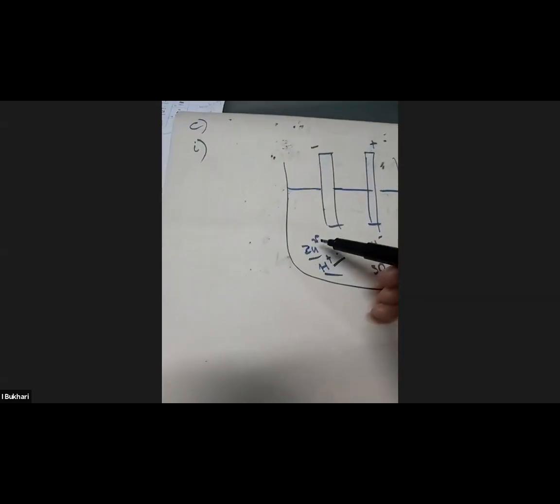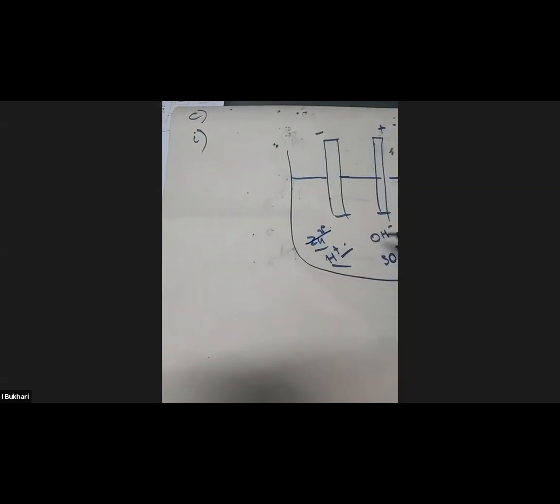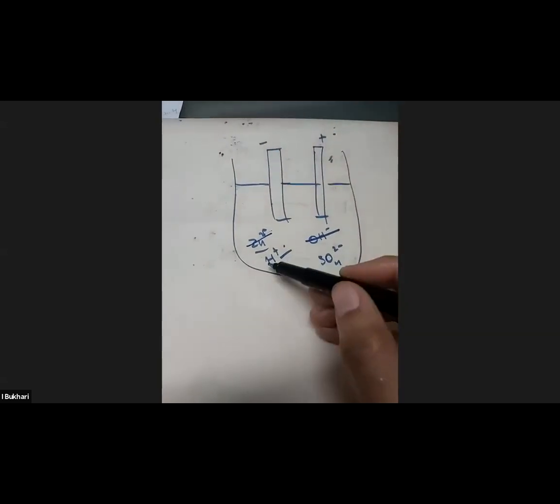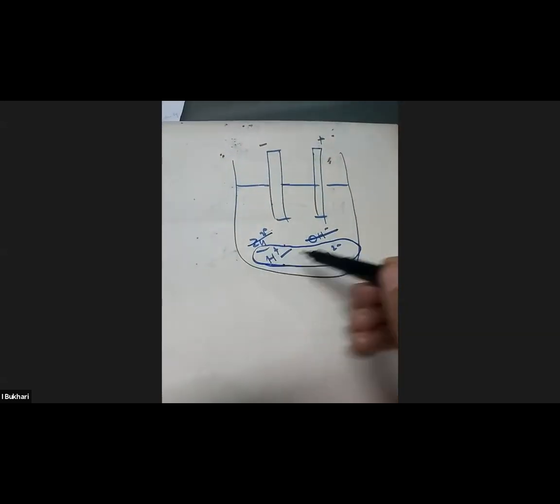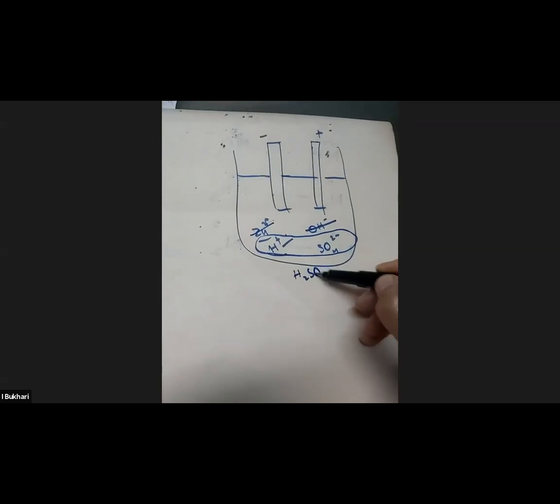See here, zinc is gone because it's deposited, right? Hydroxide is gone because it is deposited. So what we are left behind with is sulfuric acid, right? Okay, let's move on.